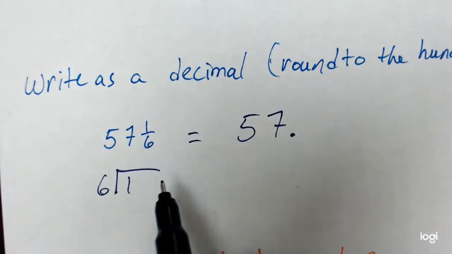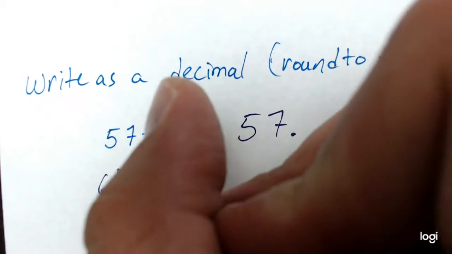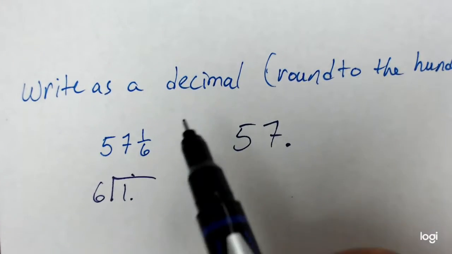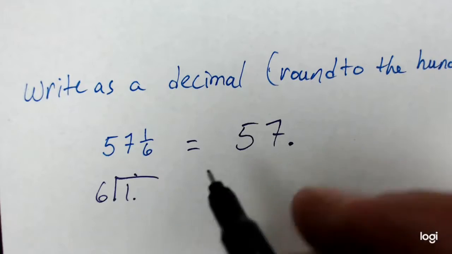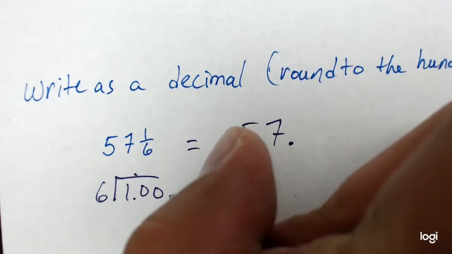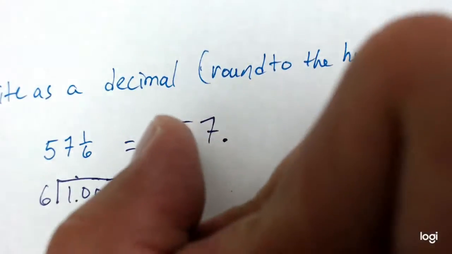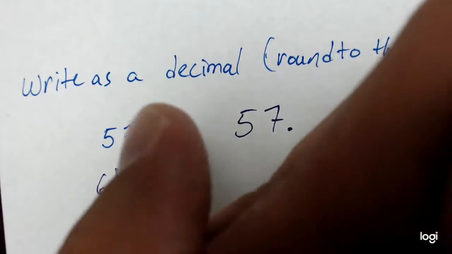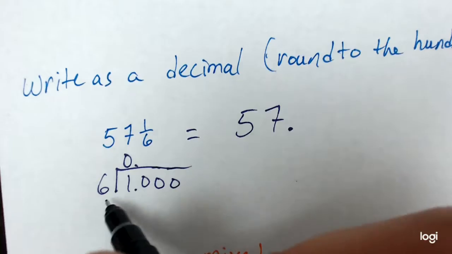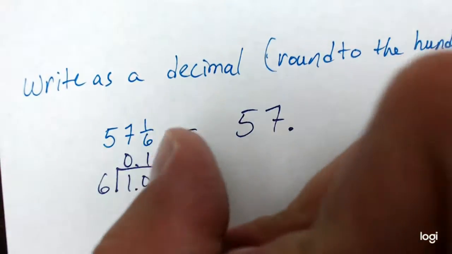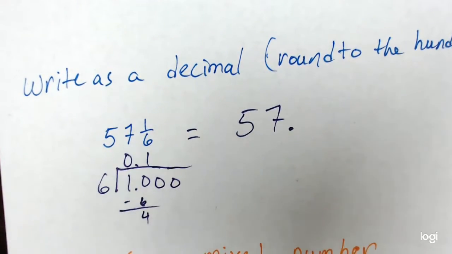Now instead of leaving my remainder as a fraction, since I need to write it as a decimal, I need to get a decimal answer. And I know that 6 will not fit into 1. Also, it says round to the hundredths place. So I might need to divide 3 times. So 6 does not go into 1, so that's going to be a 0. 6 goes into 10 one time. I get 6. 10 minus 6 is 4.